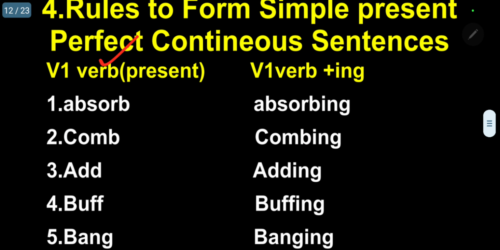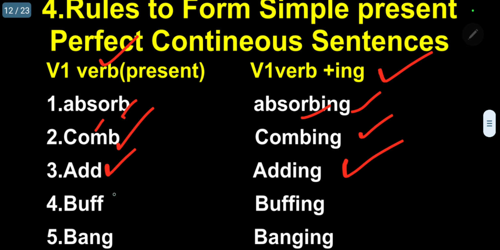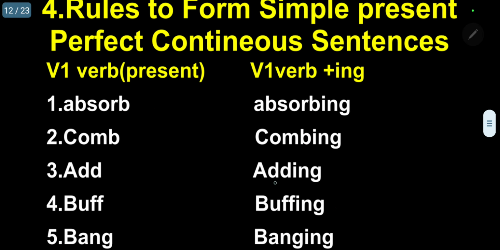Now V1 present, V1 verb plus ing. Absorb, B ending letter, absorbing. Even though B is the ending letter, because a consonant R comes before it, we add only ing. If it is a vowel, another B should be added. Comb, again the consonant M, combing. Add, adding. Buff, buffing. Bang, banging. In all the cases preceded by a consonant. Please follow.